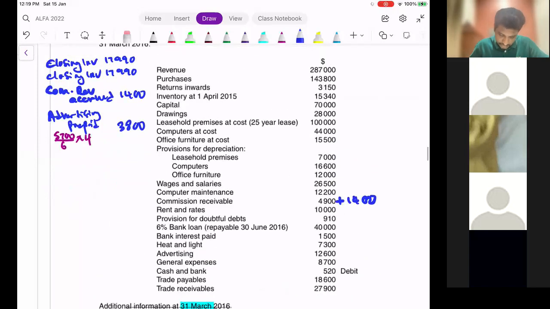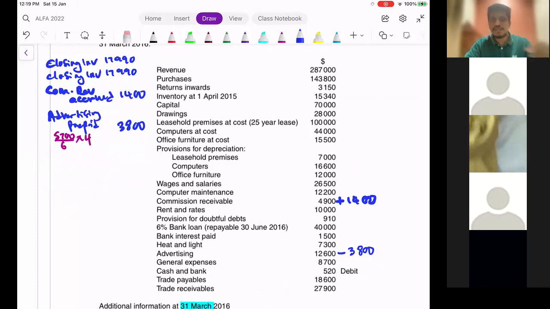So advertising, go find your advertising minus 3,800, because prepaid we will minus. Prepaid we will minus. Understand? Yes, it's a current liability. Later we, no, it's a current asset. It's not a current liability, it's a current asset.